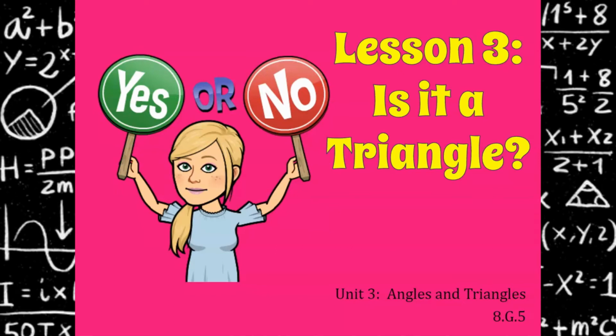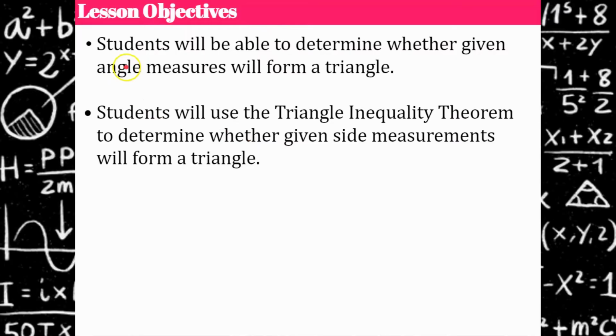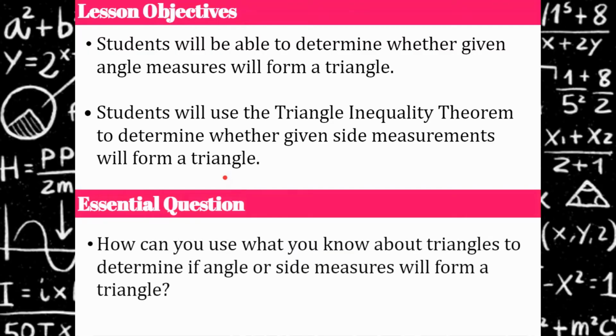Today I have a lesson for you and it's called, Is it a triangle? Yes or no? So today our objectives are that you will be able to determine whether or not the given angle measures will form a triangle, and we're going to use the Triangle Inequality Theorem. And you're going to determine whether or not given side measurements will form a triangle. So my question for you today is, how can you use what you already know about triangles to determine if angles or side measures will form a triangle?